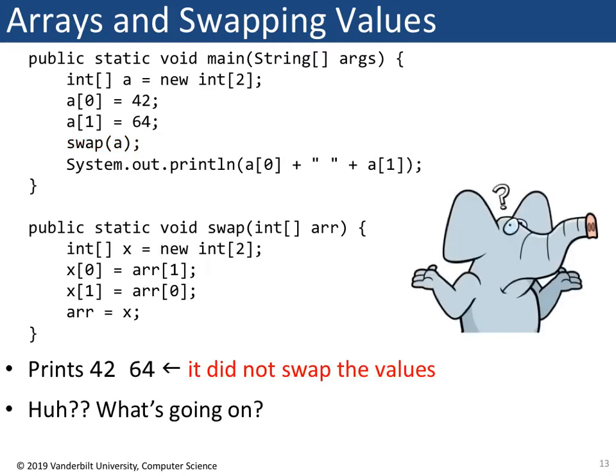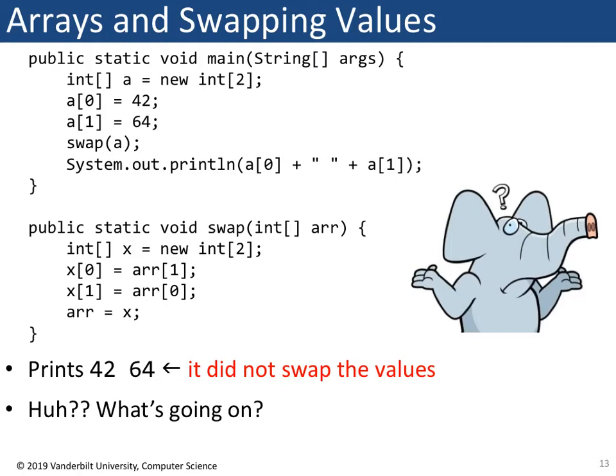So now let's look at how not to swap two values in an array. This looks very similar. We have our integer array called A, populated with 42 and 64. We're calling the method swap, and then we're printing the results. Same thing, so our main method's the same. We won't discuss that very much.